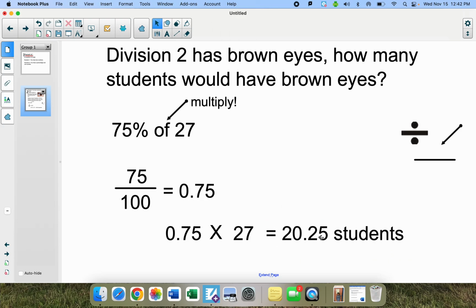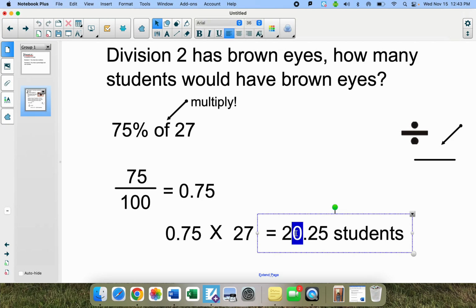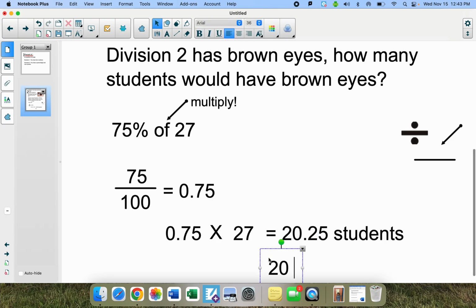That sounds painful. How can we have 20.25 students? Obviously, that doesn't make any sense. What would 0.25 of a student be? So we're going to have to round this to the nearest whole number. Is it closer to 20? Is it closer to 21? We'll have to look at the neighbor to the right. We're rounding to the nearest ones here. Should it stay at 0? Should it go up to 1? I have to look to the neighbor to the right. The neighbor to the right is only a 2. So a better answer for this, 20 students.